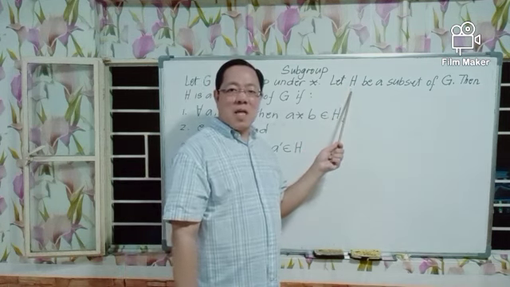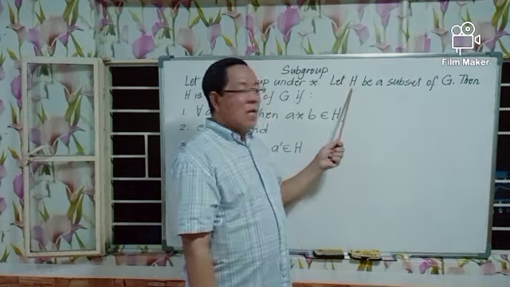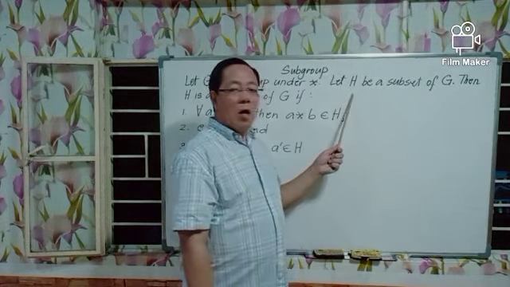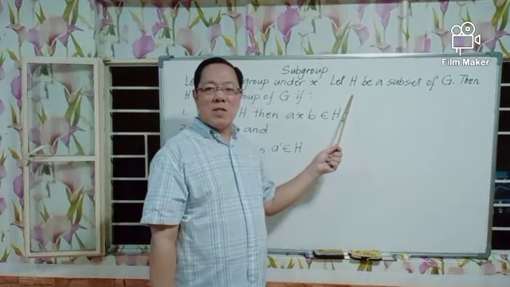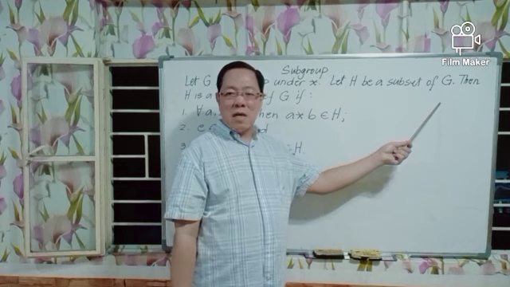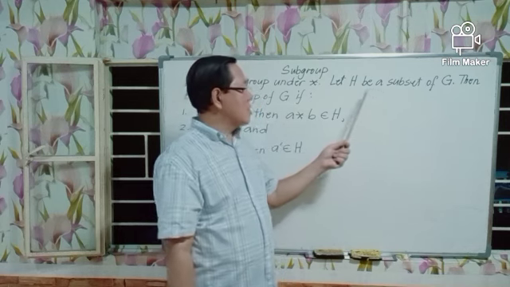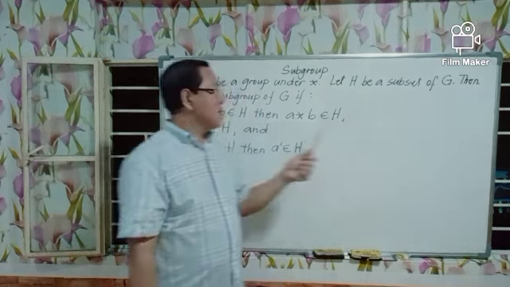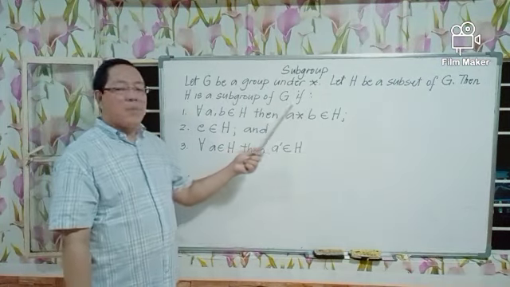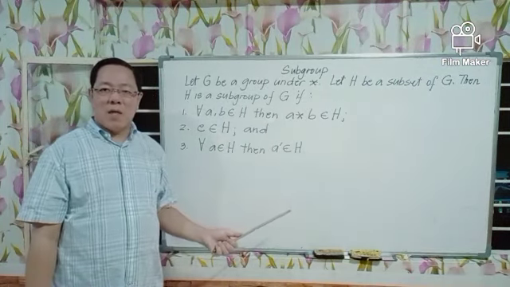Because H is a subset of G, every element of H is contained in G. That is, all the elements of H are also elements of G. But not all elements of G are necessarily elements of H. Then, we say H is a subgroup of G if the following conditions are satisfied.